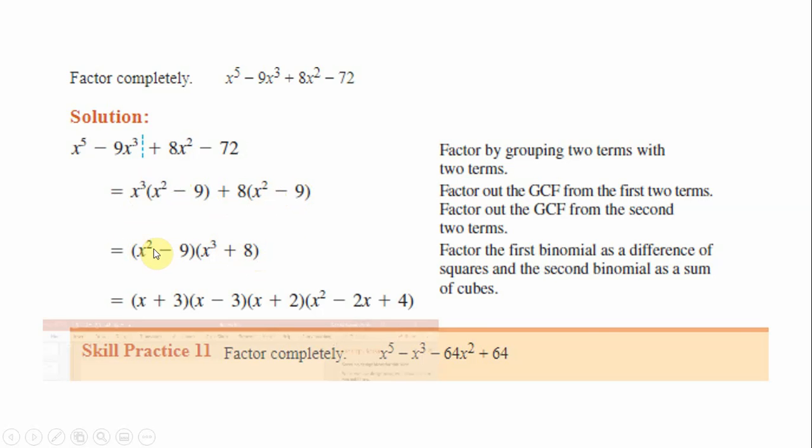And now look what I got. A difference of two squares, x plus 3, x minus 3. The sum of two cubes, x plus 2, x squared minus 2x plus 4. So we kind of continue doing and applying our rules as we can.